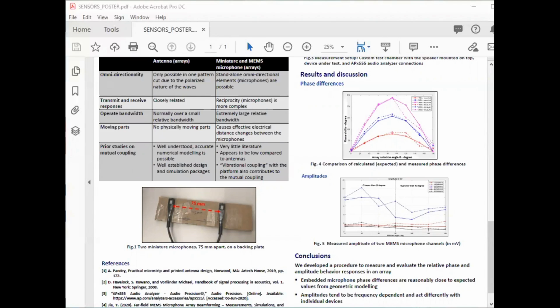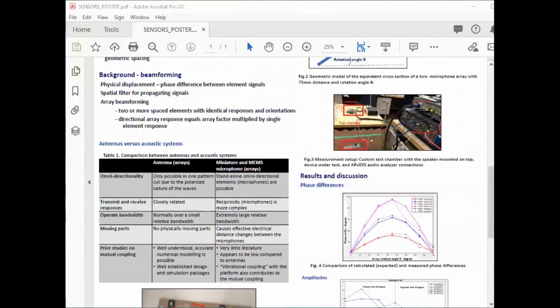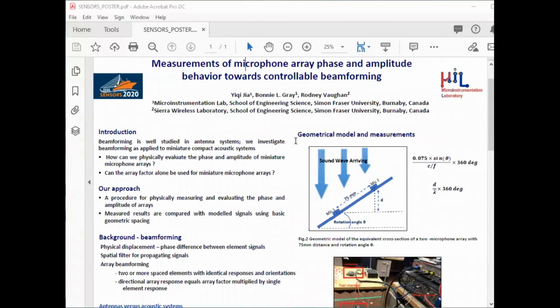From the signal processing view, antenna arrays normally operate over a small relative bandwidth, and there are no physically moving parts. Different from antennas, in acoustics, a standalone omnidirectional element is possible, and the reciprocity is more complex over an extremely large bandwidth. Also, sound waves are elastic waves and propagate through vibrations of a material medium. For antenna arrays, mutual coupling is well studied and fully understood, but there is very little literature on the mutual coupling in acoustics. Figure 2 here shows a cross-section of a two-element microphone array.